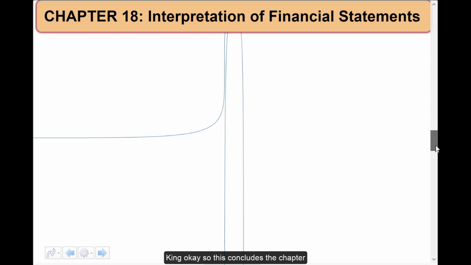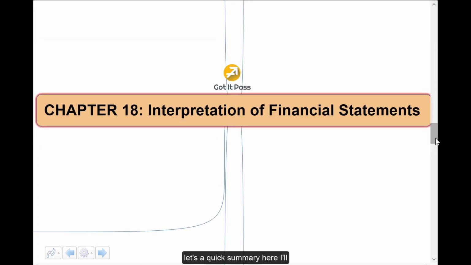Okay, so this concludes the chapter. Let's do a quick summary here. I'll re-emphasize just one or two points. The first one is that this is a great practical chapter for you, and indeed, obviously, these questions are going to appear in the exam. Memorize the formulas, absolutely.